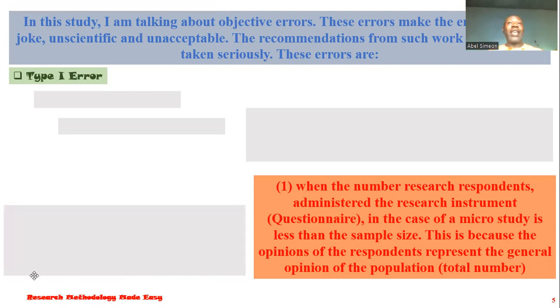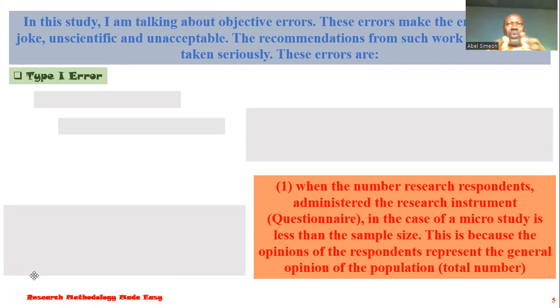In the case of a micro study, the former one was macro. If the number of people you are going to administer the questionnaire to is less than the sample size, then there is an error. Why? Because the opinions of the respondents are expected to represent the total population, the general opinion of the population.